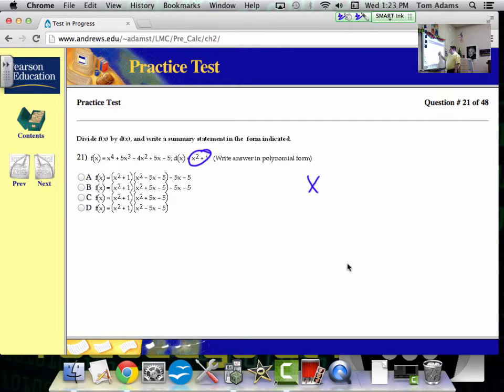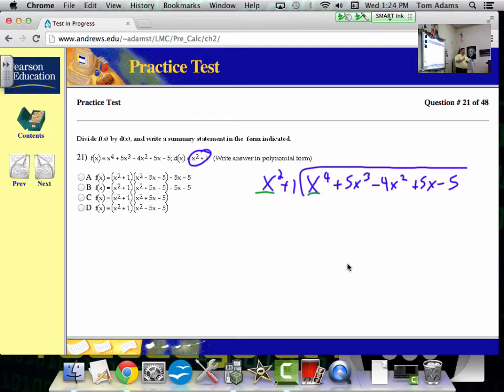So I'm going to take x to the 4th plus 5x to the 3rd minus 4x squared plus 5x minus 5, and do long division and divide that by x squared plus 1. Now I want to think in my head, what do I multiply x squared by to get x to the 4th? X squared. Now when I do that, I'm going to multiply this times 1, which gives me x squared, but I'm going to write that where the x squared is. Then I'm going to multiply x squared by x squared, which is x to the 4th.